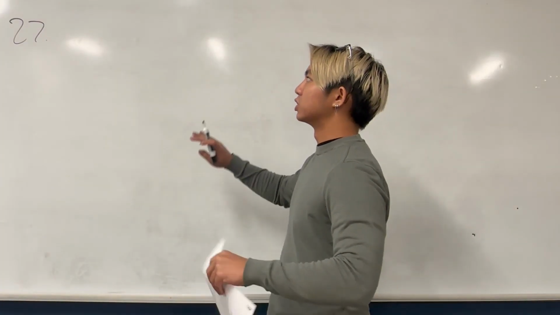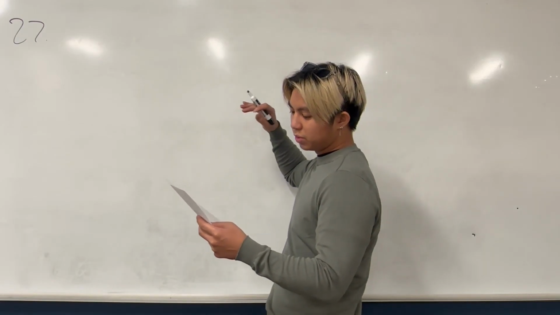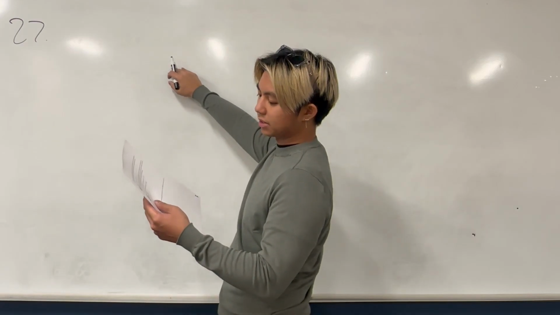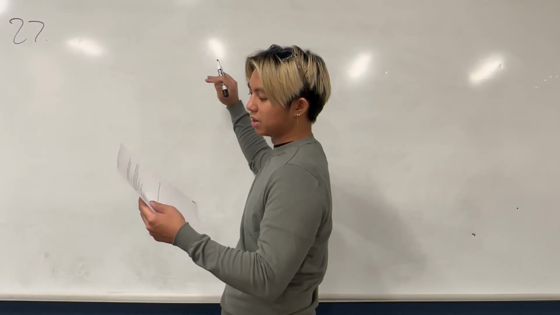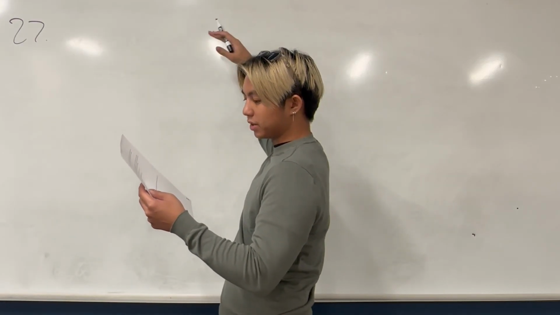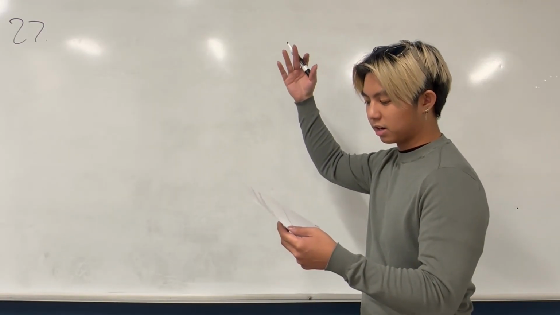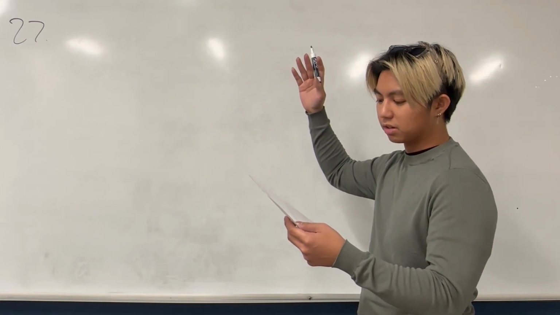Okay, so for 27, it says a building 260 feet tall, right? So 260 feet tall casts a 100-foot long shadow. If a person looks down from the top of the building, what is the measure of the angle between the end of the shadow and the vertical side of the building? Assume the person's eyes are level with the top of the building.